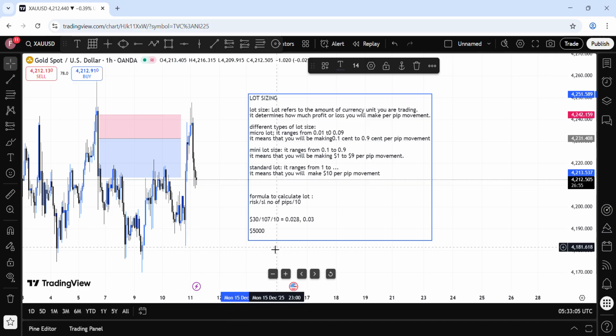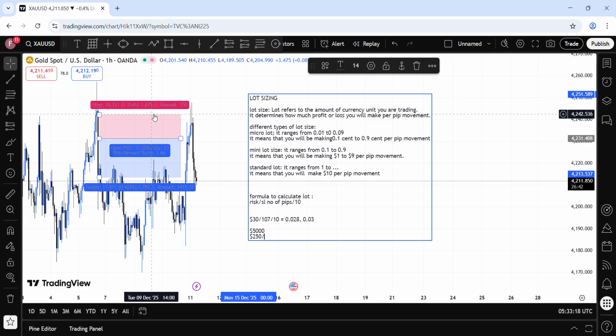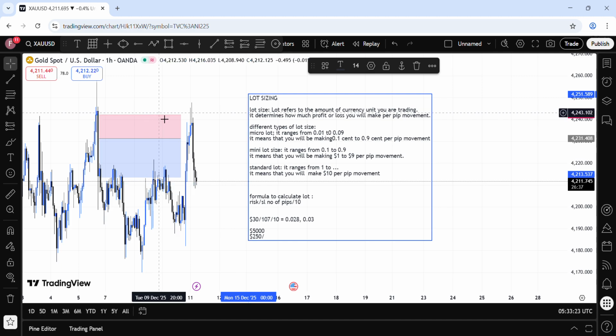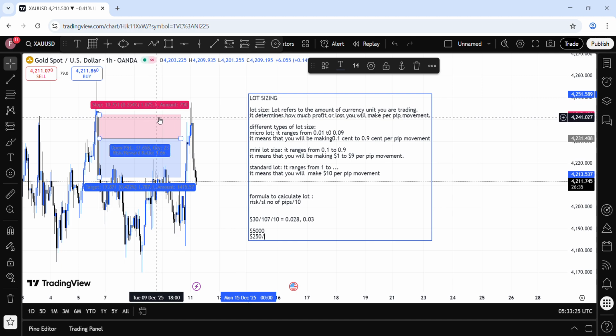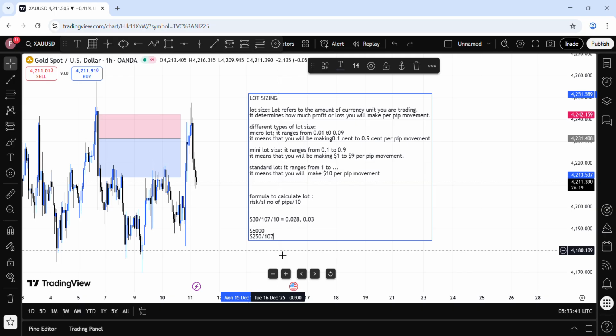So now, out of this $5,000, I said I'm going to risk 5%, which is $250. $250 divided by our number of pips for this SL, which is still 107. This is good because it's 1075, and as you can see, you divide it by 10. If you watch the pip video, you understand what I'm talking about. So my SL number of pips is still 107, and I decided to risk $250.